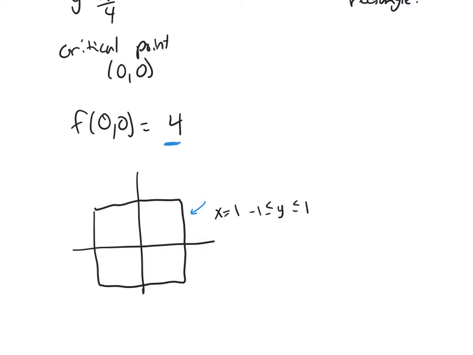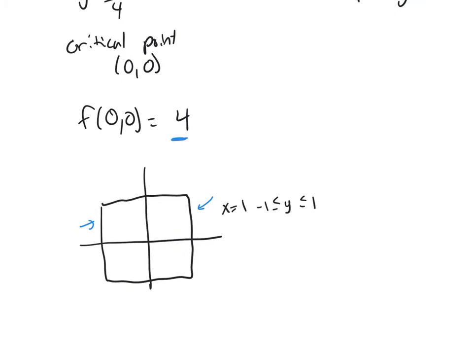And then how would you describe the left side? X is -1, and y is between -1 and 1. And then we're going to describe the top and bottom now. So the top, y is 1, x is between -1 and 1. And the bottom, y is -1, x is between -1 and 1.